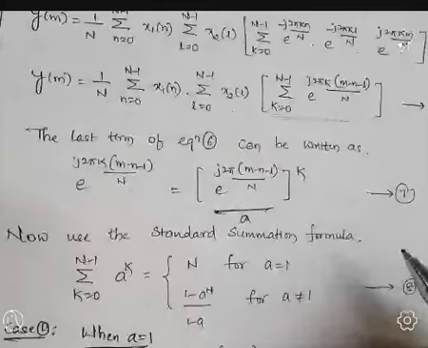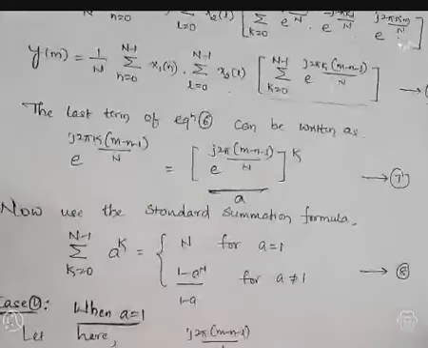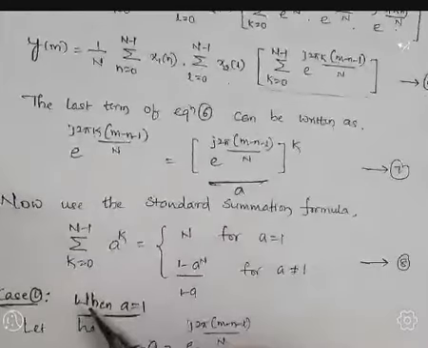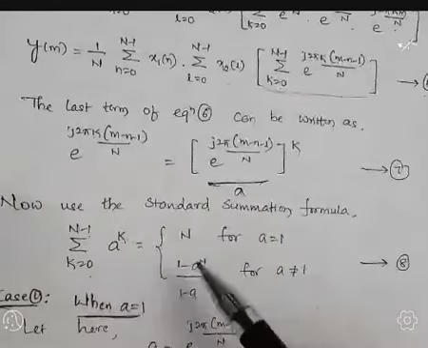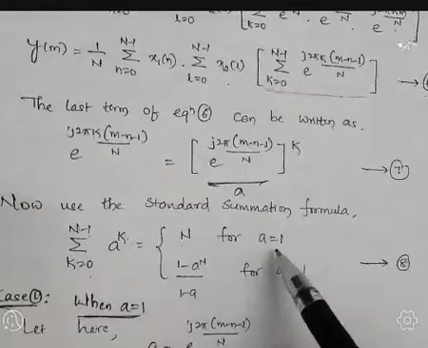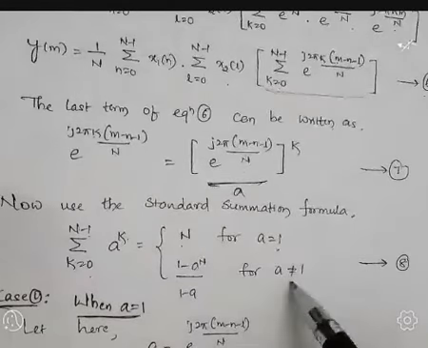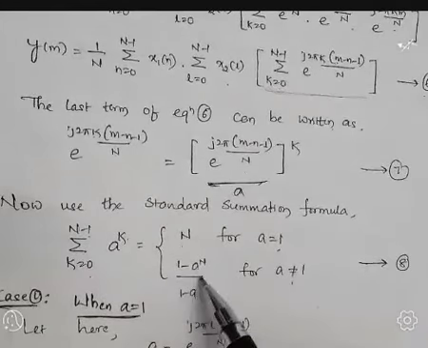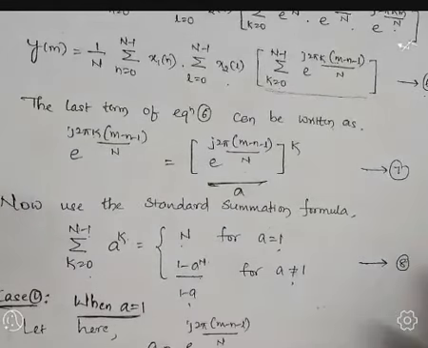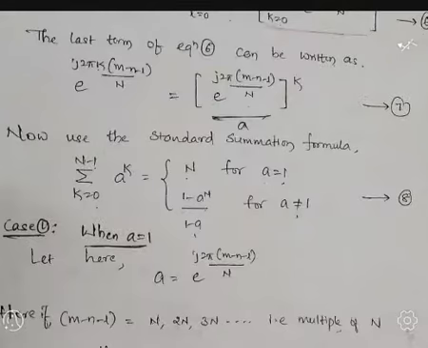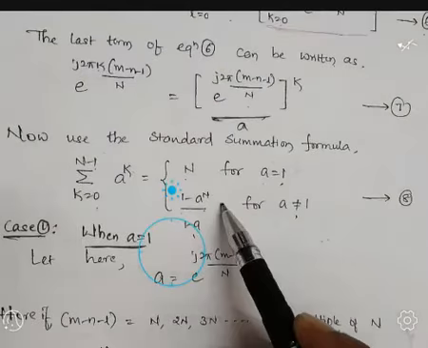Next, now use the standard summation formula. Summation over the limits k equal to 0 to n minus 1, a to the power k, we can write as n if the value of a is equal to 1. If a is not equal to 1, we can write (1 minus a to the power n) divided by (1 minus a). Very simple. Now this formula we discussed many times.